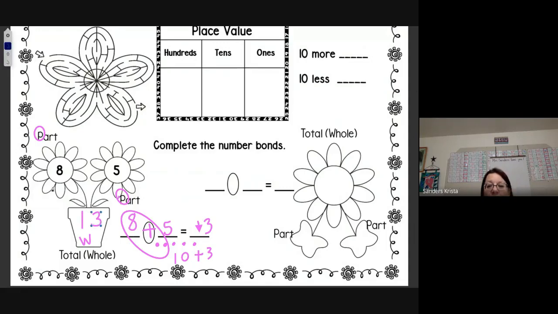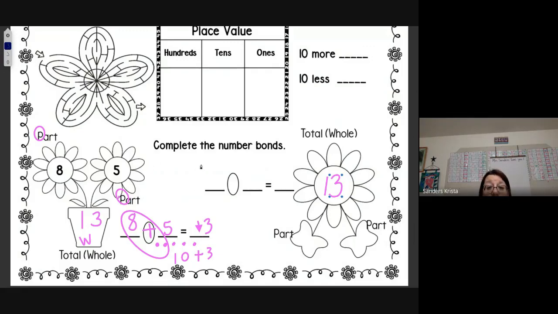All right. So now I'm going to go over here to my part whole, and I have a flower here, and it looks like I've got the whole at the top and my parts are on the bottom. I'm going to put the whole of my flower at the top. The whole over here was 13, so I'm going to put 13 as my whole. And when you subtract, you start with your greatest number, which is the whole or the total.